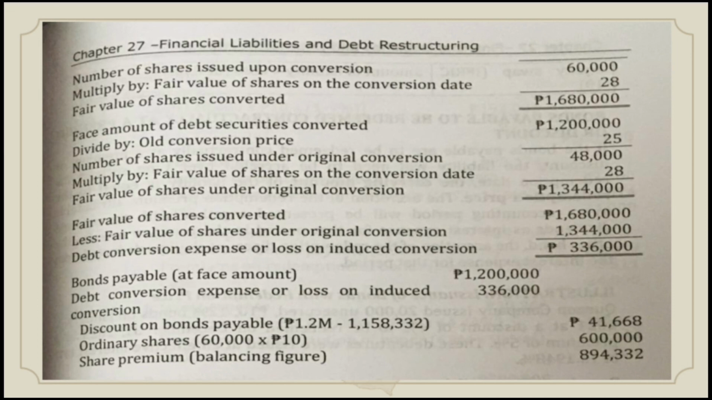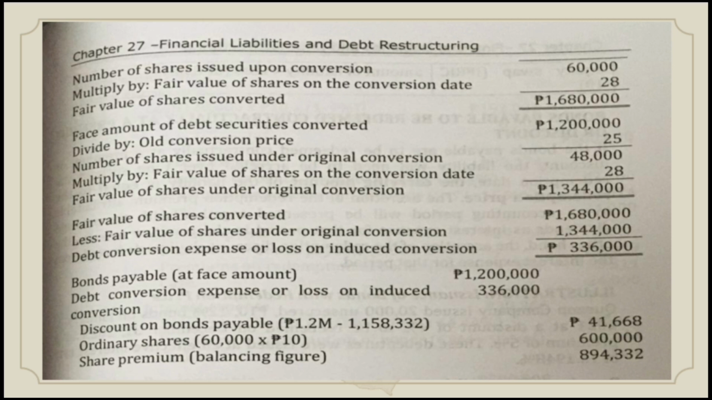And then, ang kining 60,000 ato siyang i-multiply sa fair value of shares on the conversion date. So, 60,000 times 28. Kay gi-state sa problem nga ang fair value sa ordinary share ni Buko on the date of conversion is 28 pesos per share. So, ang 60,000 atong i-multiply sa 28 is equal to 1,680,000 pesos. Mao ni ang atong fair value of shares converted.